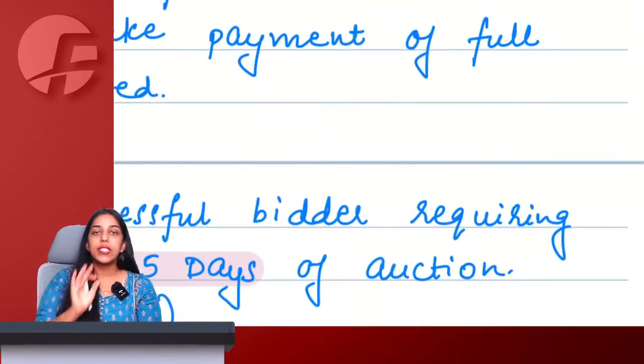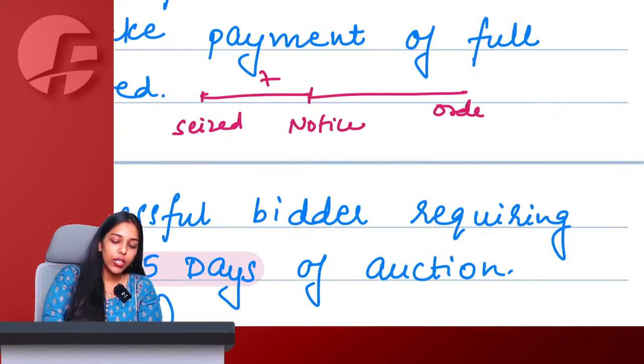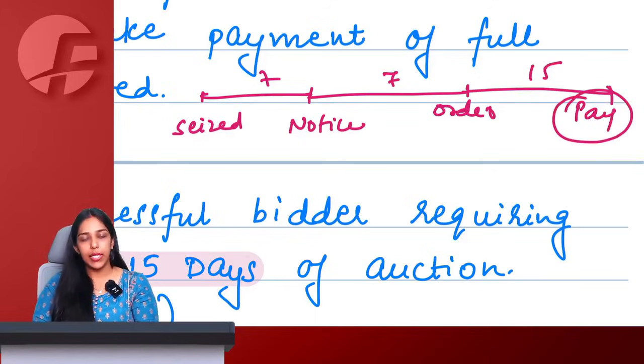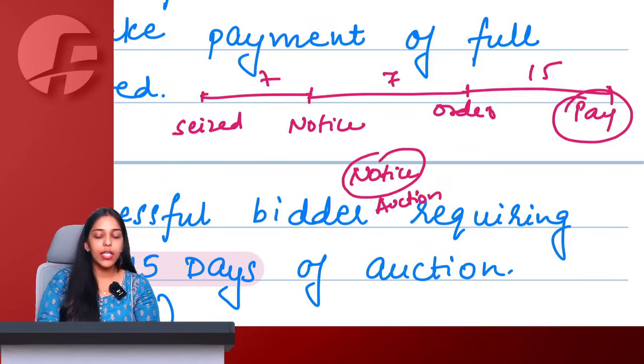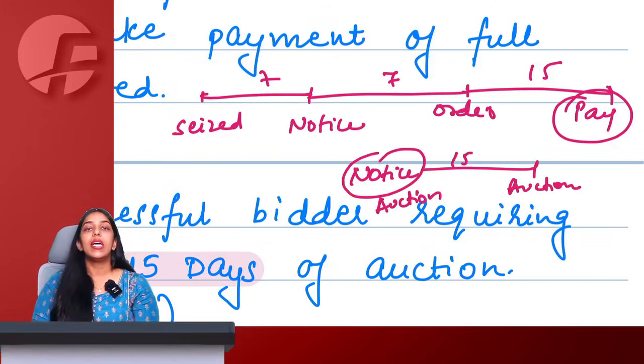Let us understand the timeline here. The goods are seized here. 7 days we have notice. Then 7 days we have the order to make the payment of penalty. Then you have 15 days' time to pay the penalty. If you are not paying the penalty, the officer is going to issue a notice inviting people for auction. And here we are saying the day on which this notice is issued, there should be at least 15 days gap to the date of auction so that people can read the notices, submit their bids, etc.